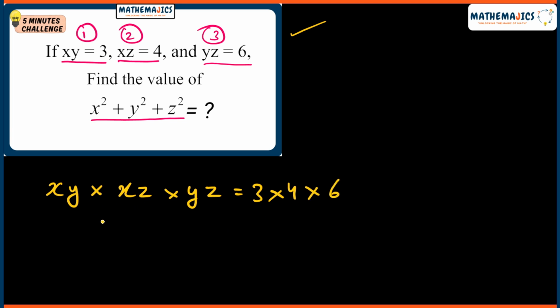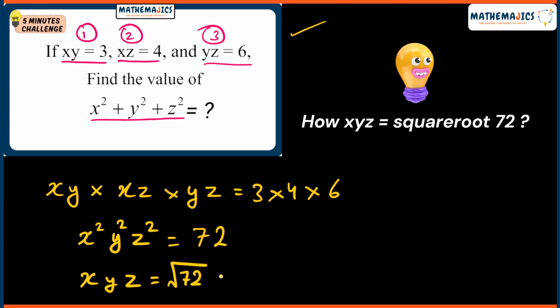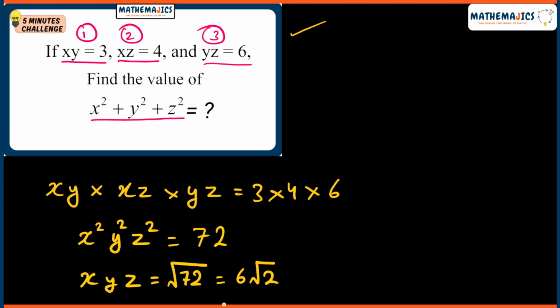Now, if we solve this further, what will we get? We will get x square, y square, and z square, which is equal to 3 times 4, 12, 12 times 6 is 72. Correct? That means xyz is equal to under root 72, or we can write it as 6 root 2. Under root 72 is nothing but 6 root 2. So please keep this value in mind. This will be useful. xyz is 6 root 2.